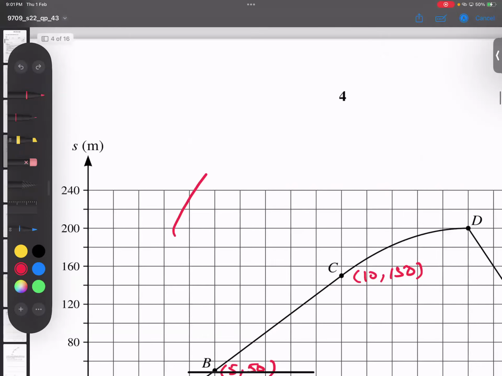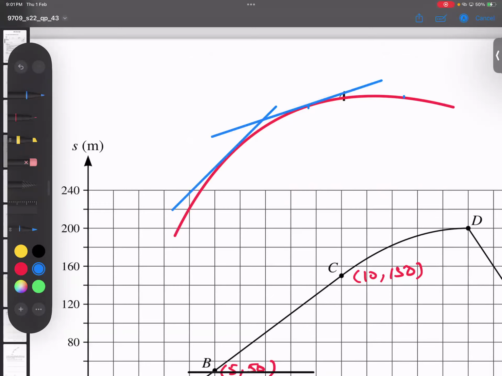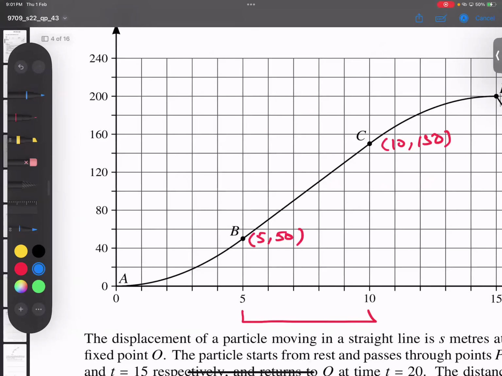If a curve is there, at every point we have a different gradient. Here we have a different gradient, here we have a different gradient. All gradients are different from each other. But when we have a straight line, it has the same gradient. For example, at 5, then 6, 7, 8, 9, 10. Because from 5 to 10, all points have the same gradient.